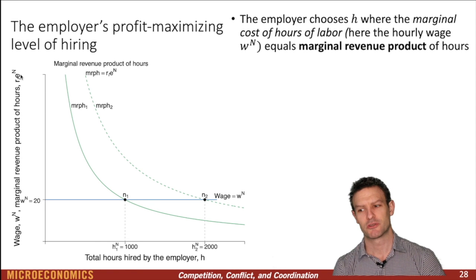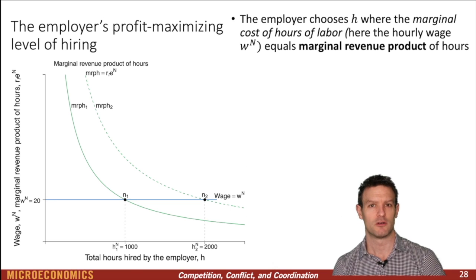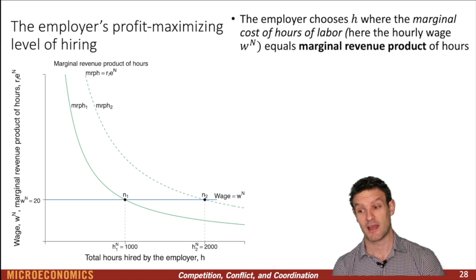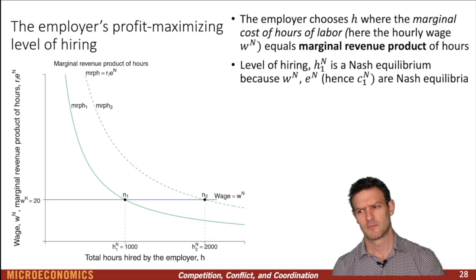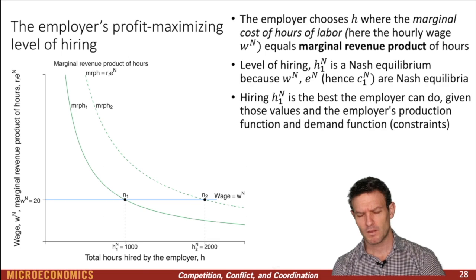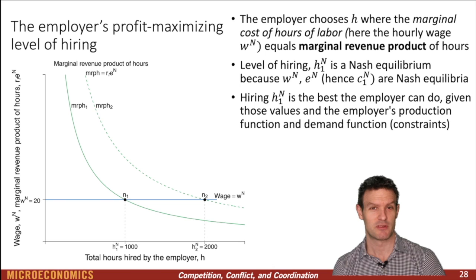We have two different curves, just to show you what two different Nash equilibrium levels of hours would be. Those two different curves are what we call the marginal revenue product of an hour of labor, MRPH. Remember we've got H along the x-axis here, so the marginal revenue product of an hour of work is downward sloping. In each of these cases, the downward sloping marginal revenue product curve intersects with the marginal cost, and that gives us an equilibrium.